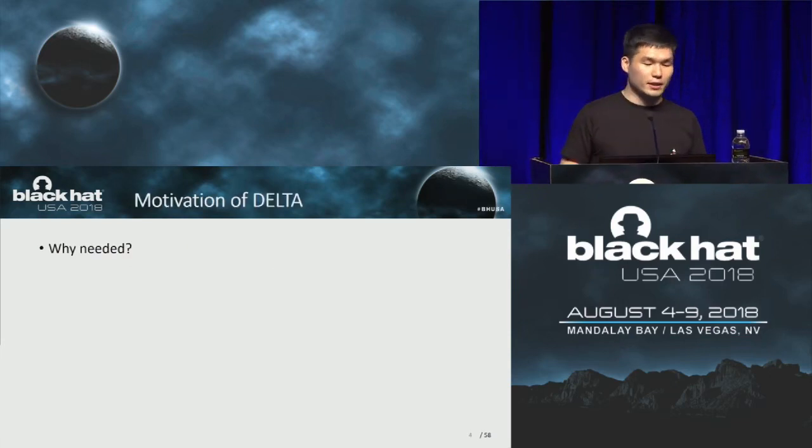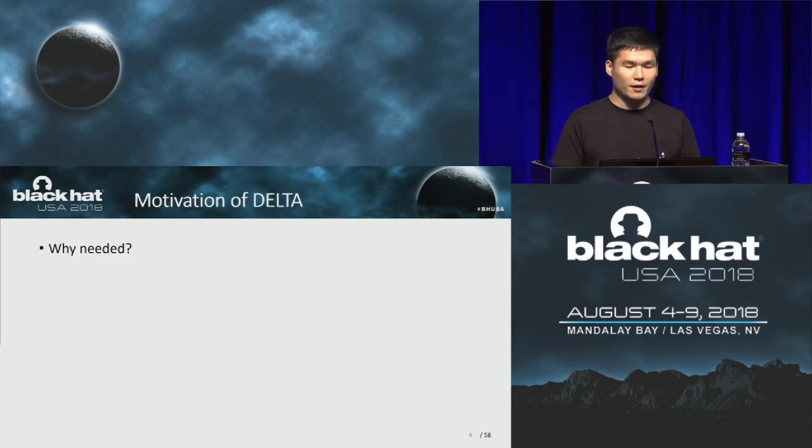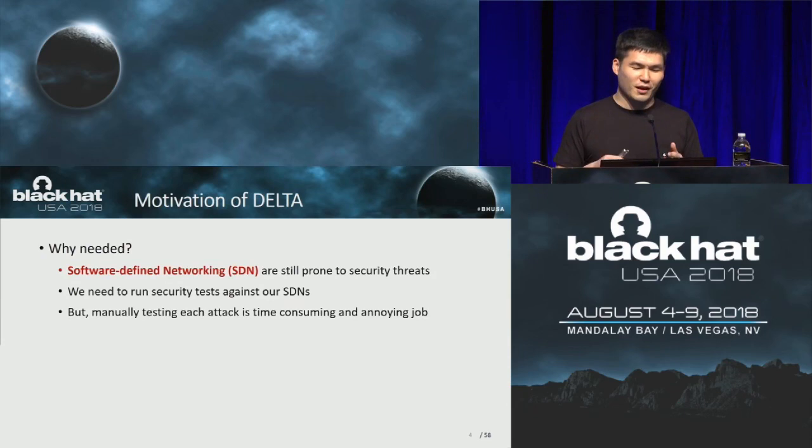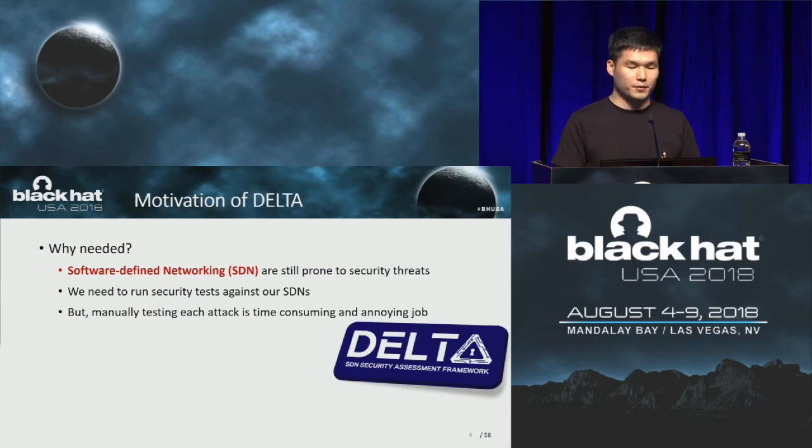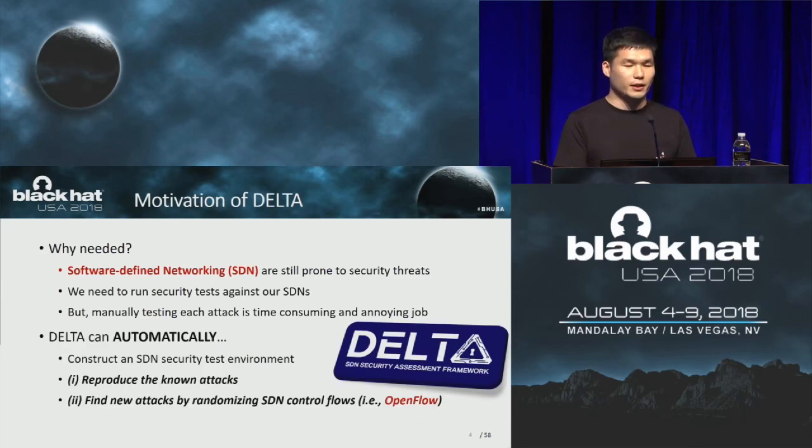So why do we need Delta? Although the attention to SDN has been growing as next-generation networking, SDN networks are still prone to security threats. So we need to verify the security of SDN by running security tests. But the problem here is that manually testing each attack is a very time-consuming and annoying job. So like Nessus or Metasploit that target traditional networks, we need an SDN-specific pen-testing framework. So Delta has been developed. By using Delta, we can automatically reproduce known attack cases, and we can also find new vulnerabilities by randomizing SDN control flows, such as OpenFlow.